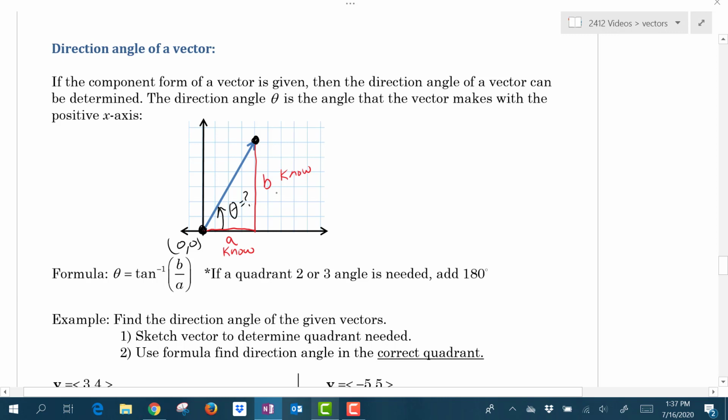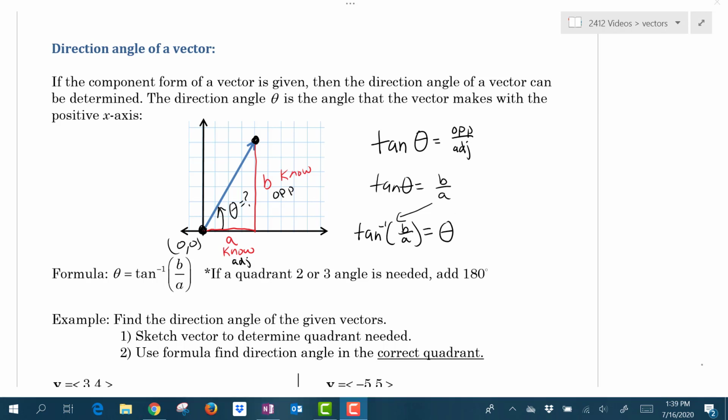So if I know A and B, what that tells me is I know the side that's opposite of the angle, and I know the side that's adjacent to the angle. So that sounds again like SOHCAHTOA. So tangent of theta is equal to opposite over adjacent. So tangent theta is equal to, the opposite side would be B, divided by adjacent side, which is A. Now if I want to get to theta, then I need to put that ratio into the inverse function. So tangent inverse of B over A is equal to our angle theta.